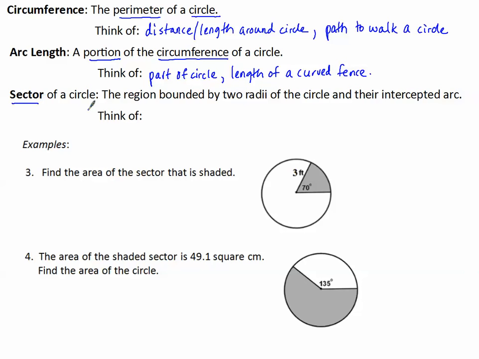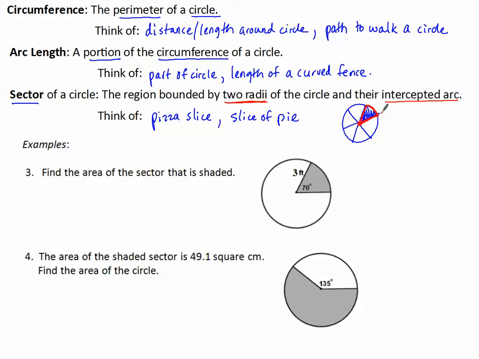A sector of a circle is the region bounded by two radii of the circle and their intercepted arc. Think of a pizza slice. Think of a slice of pie. A sector of a circle is like a section of a circle. There's a sector of a circle. So when it says bound by two radii, from the center there's one radius and another radius, and the intercepted arc. There's the intercepted arc. So that gives us our little pizza slice or slice of pie.